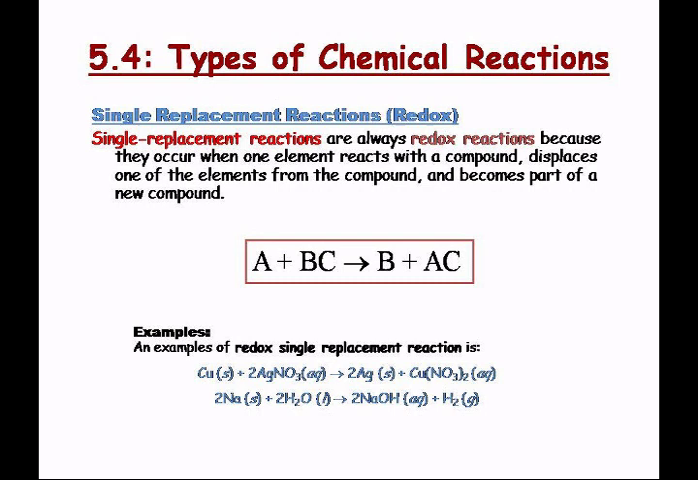You can see copper here in its elemental state reacting with the compound silver nitrate. And what you'll always find in these single replacement reactions is that the cation associated with the ionic compound gains electrons and stops being an ion, going back to its elemental state, and the element replaces it in the ionic compound. So you can see that.